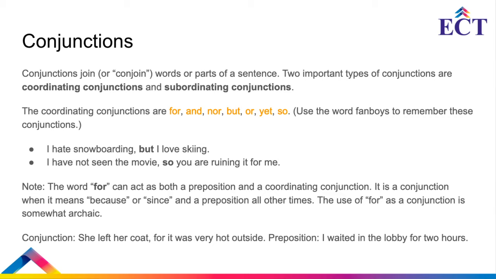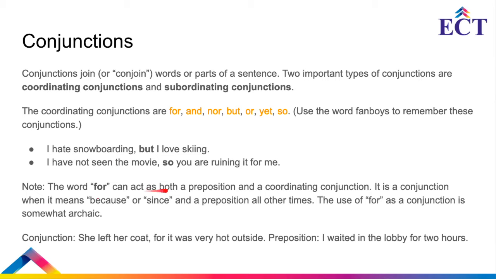Then let us see these examples. I hate snowboarding, but I love skiing. So here, but is connecting two parts of a sentence, so it becomes a conjunction. Then, I have not seen the movie, so you are ruining it for me. So here, so connects the two parts of the sentence, and that is why it's a conjunction.